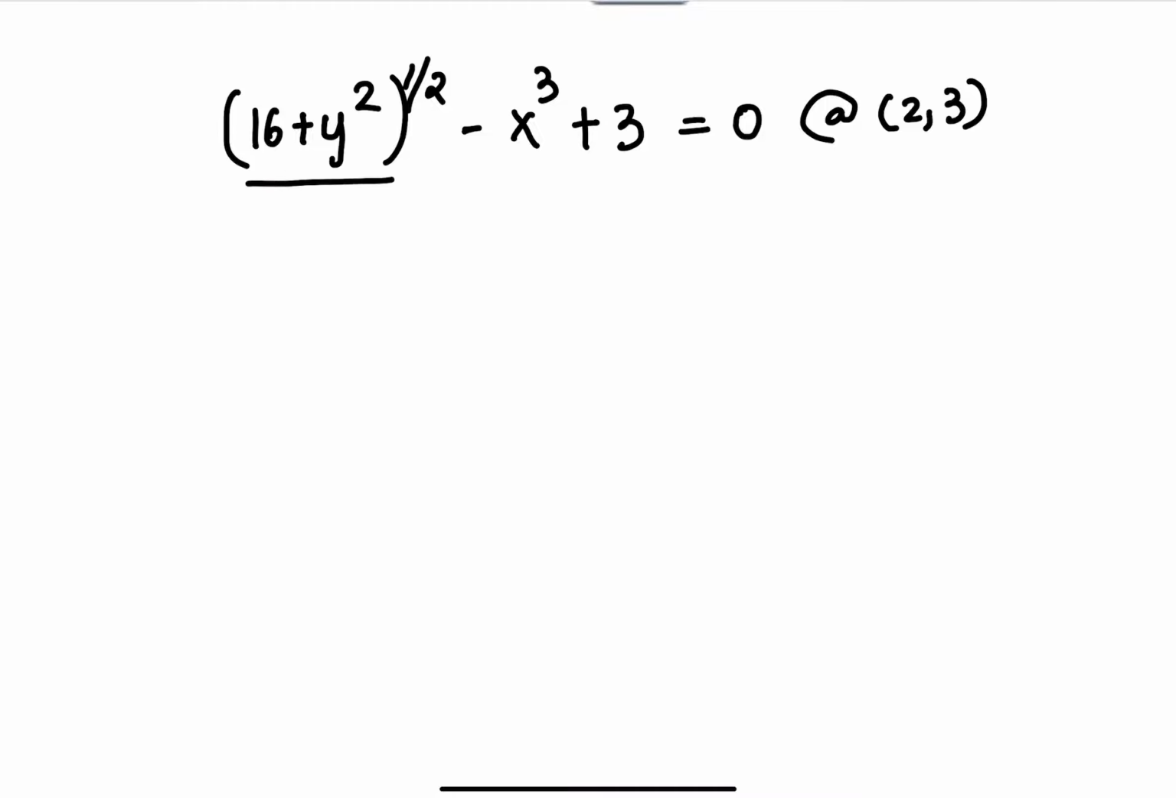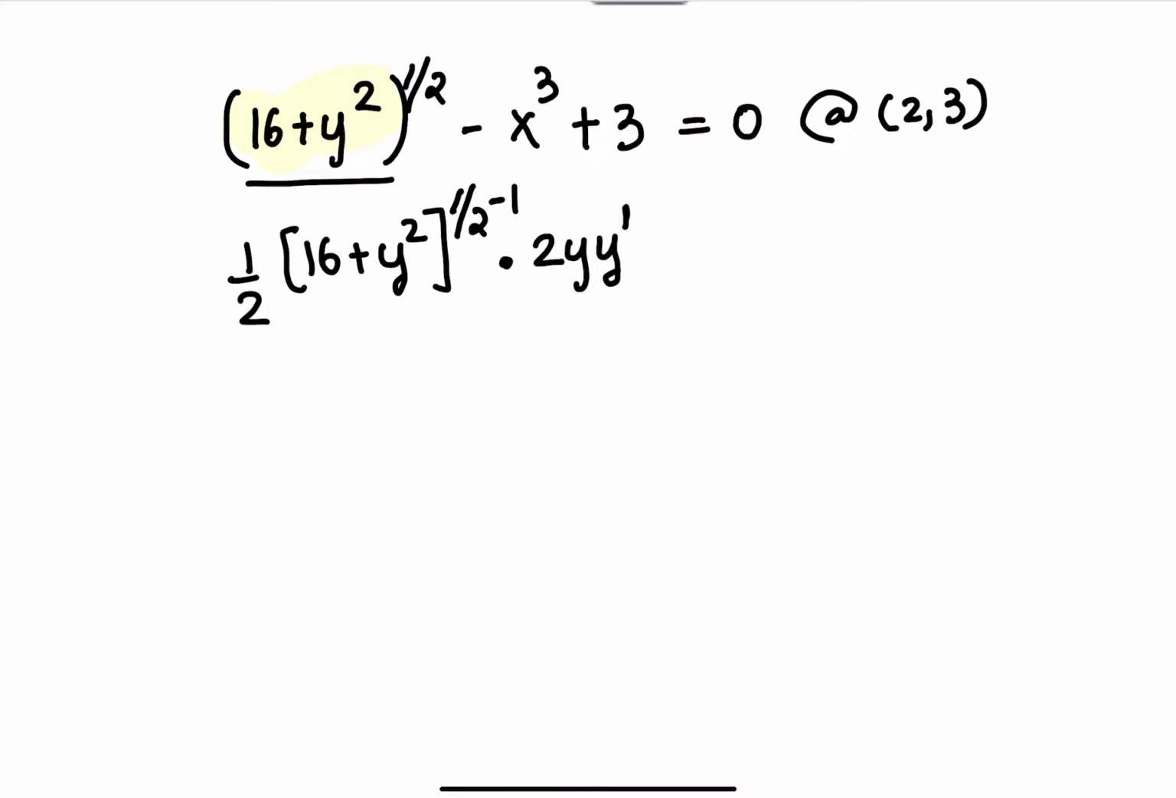Differentiation of 16 plus y squared to the power half is half, 16 plus y squared to the power half minus 1, times, don't forget the derivative of 16 plus y squared. Derivative of 16 is 0. Derivative of y squared is 2y. Don't forget the y prime. So every time you find the derivative of y, blindly stick the y prime. Minus 3x squared. Derivative of x cubed is 3x squared. And the whole thing is equal to 0.